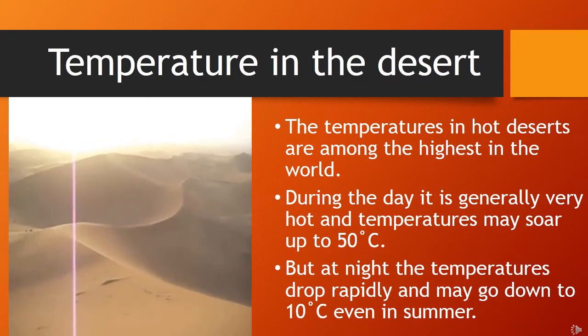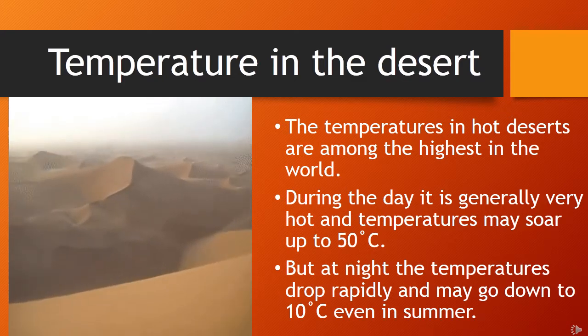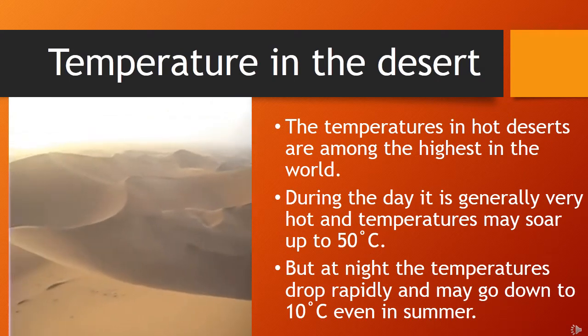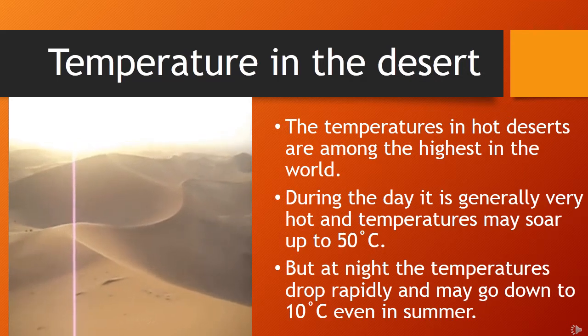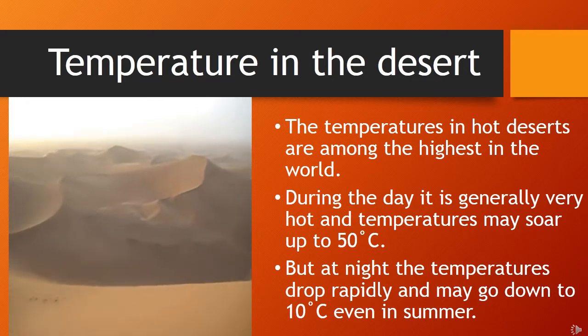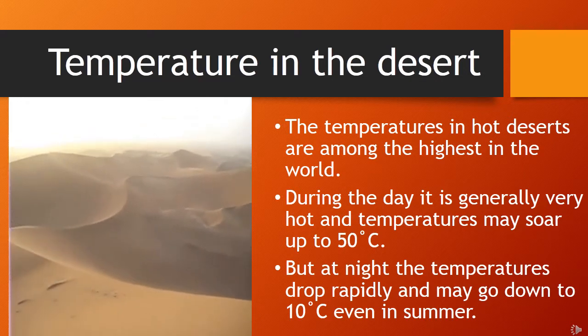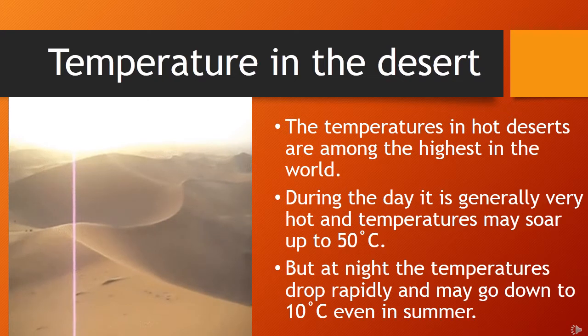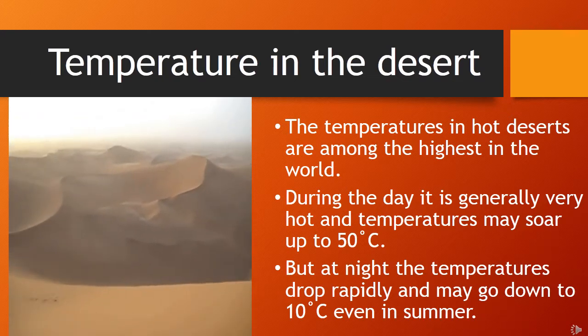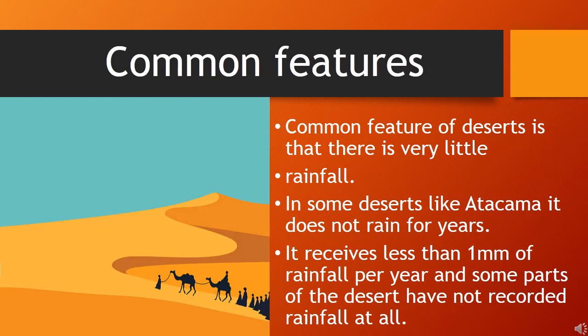So basically, in the desert, the temperature is very distinct. Means during the daytime, it soars above 50 or at least up to 50 degrees Celsius, and at the same place at night time, the temperature drops down to 10 or even less than 10 degrees at times. Let us study some of the common features of the desert pertaining to the climate mainly.